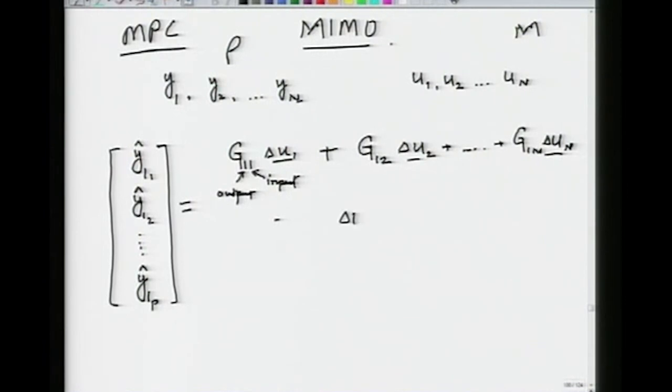What is delta U1? Delta U1, the vector, is the change in input 1 right now, and so on, up to the change in input 1 m instants from now, right. Similarly, what is delta U2? Well, delta U2 will be the change in input 2 right now, the change in input 2 one instant from now, and so on and so forth, the change in input 2 m instants from now, okay. You can define delta U1, delta U2, delta Un. This gives the prediction of how output 1 would respond over the prediction horizon to changes in U1, U2 and Un, to changes in the inputs, okay.